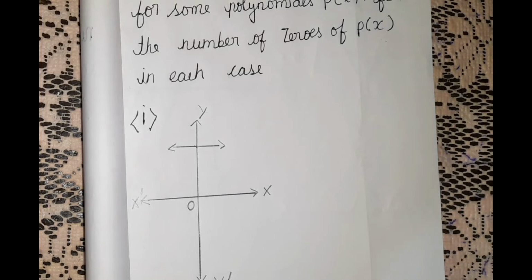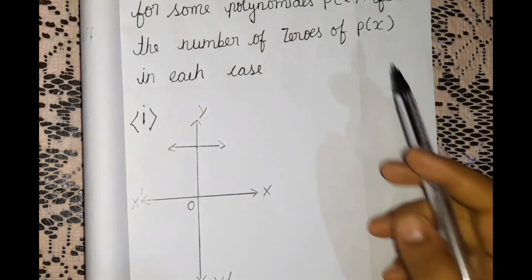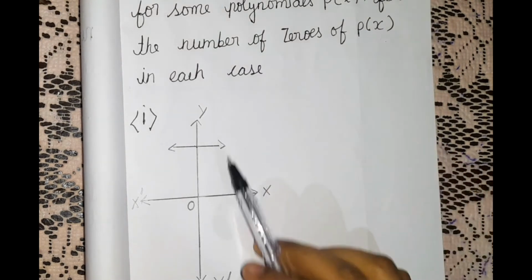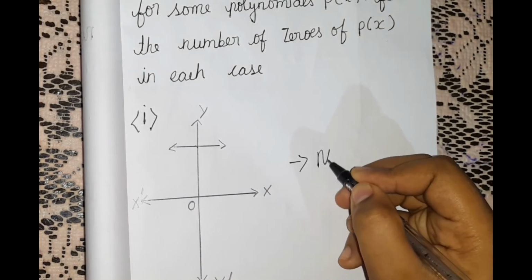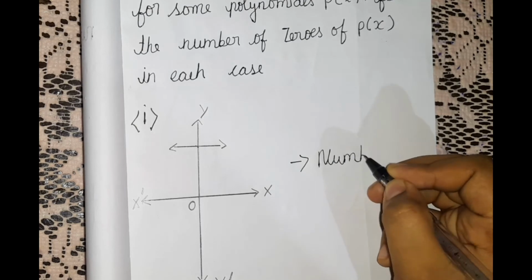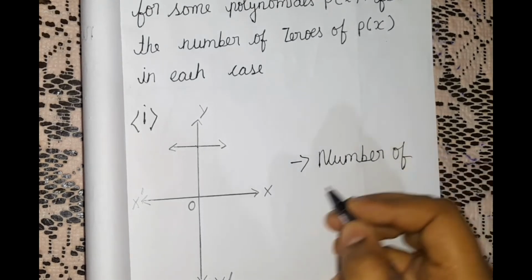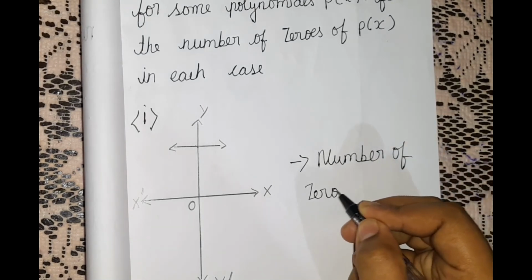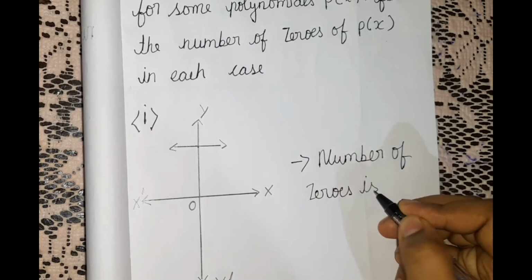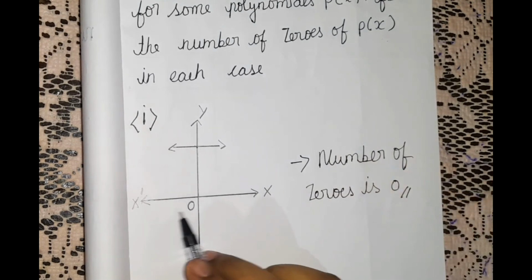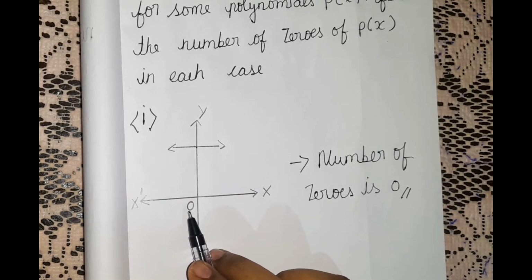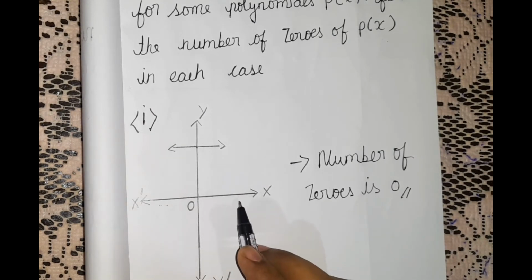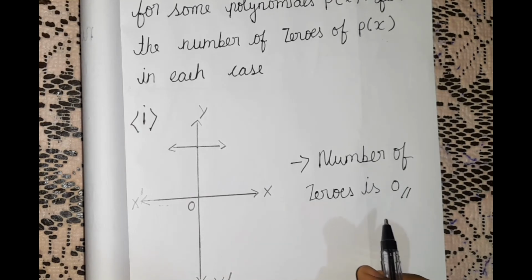So in the first we shall write, but here we should find the x-axis. So we are not going to be writing for the y-axis. First we shall write number of zeros is 0, okay? So we don't have any line or any point which is in the x-axis, so we don't have anything, so we wrote 0, okay?